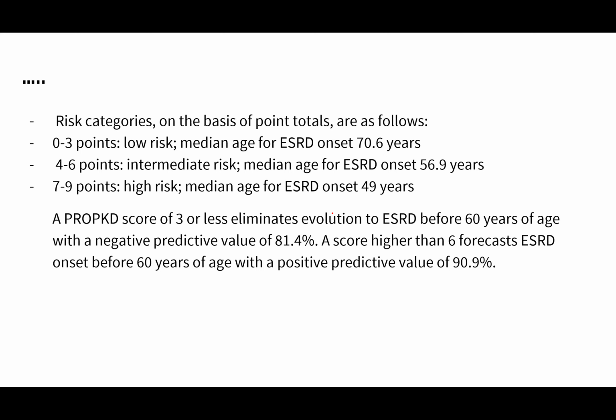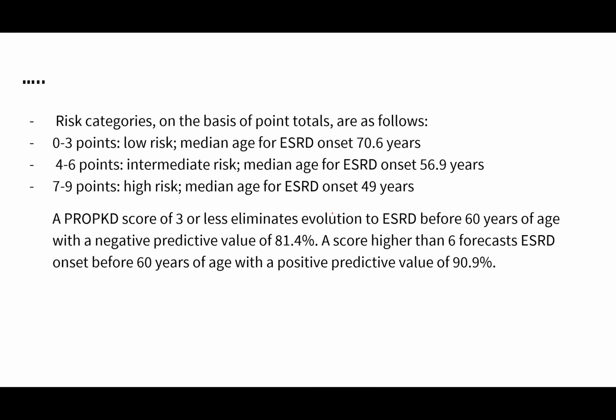A ProPKD score of 3 or less excludes evolution to end-stage renal disease before 60 years of age with a negative predictive value of 81 to 82%. A score higher than 6 forecasts end-stage renal disease onset before 60 years of age with a positive predictive value of 90 to 91%. Yes, so this is very important.